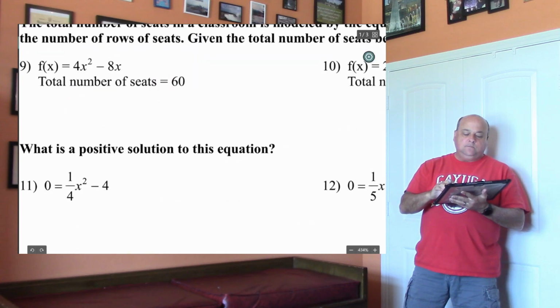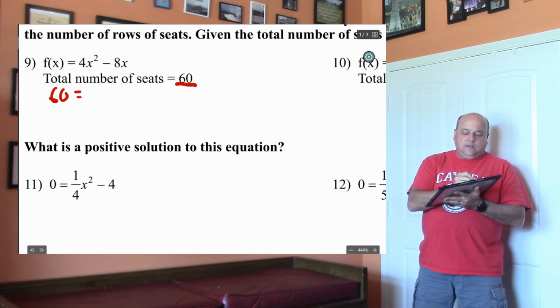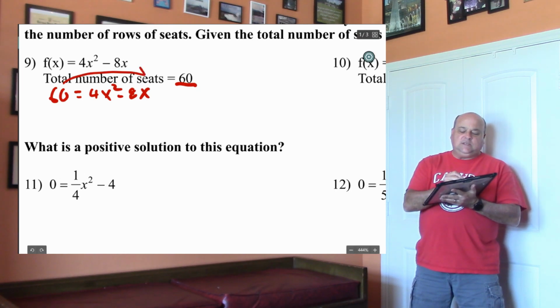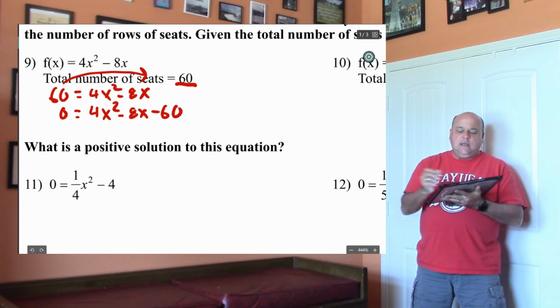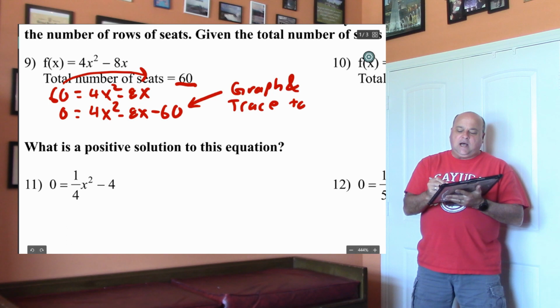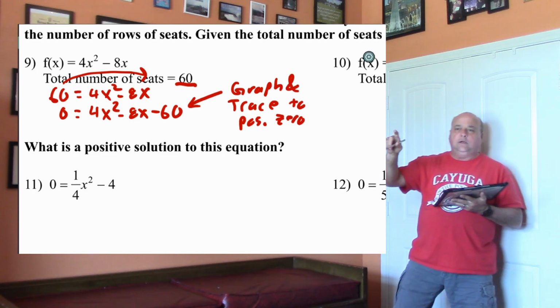Let's go to number 9. On number 9, you're going to take that 60 and put it right here. 60 equals 4x squared minus 8x. Notice this isn't solved for 0, is it? So I'm going to move the 60 over. So I'm going to have 0 equals 4x squared minus 8x minus 60. Now then, I'm going to let you graph and trace on this. And graph and trace to the positive root, or positive 0. So don't trace to the left, trace to the right, okay?